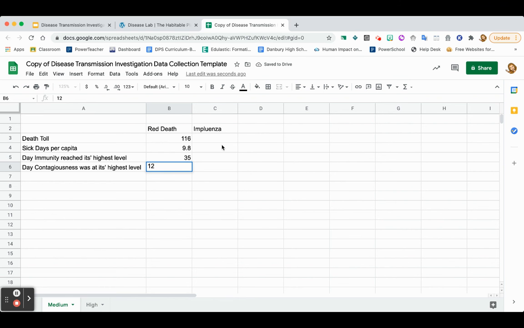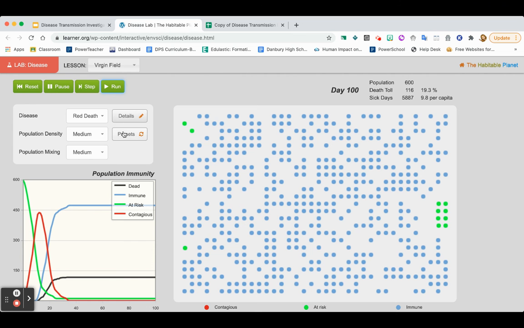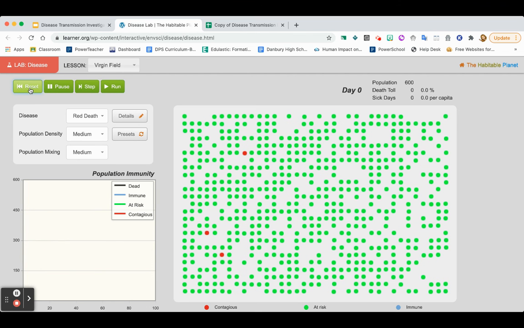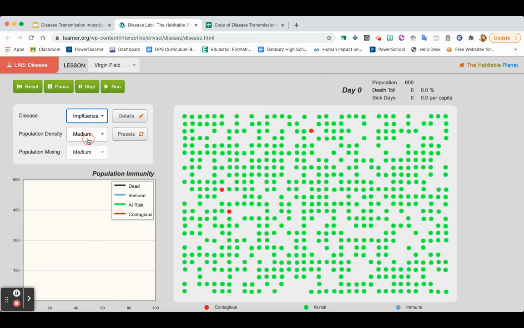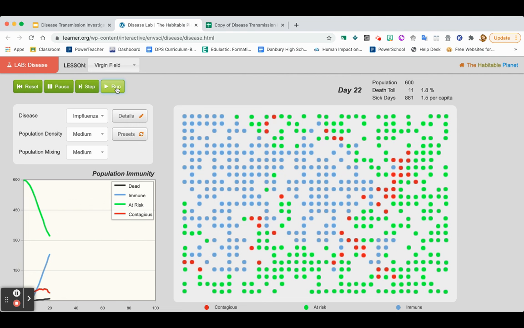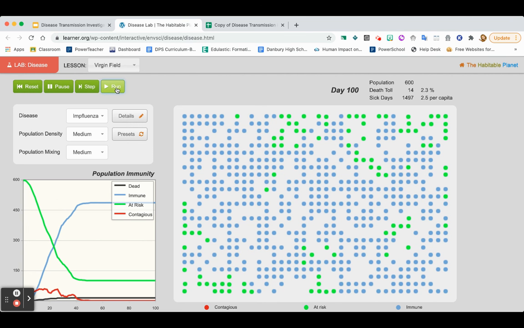Now I want to do the same thing with influenza. So the instructions say to reset. So I'm going to do the same thing I did in the beginning, is reset it. Run influenza at medium and medium population mixing. I'm going to run the simulation and repeat those steps and record my data in the same way.